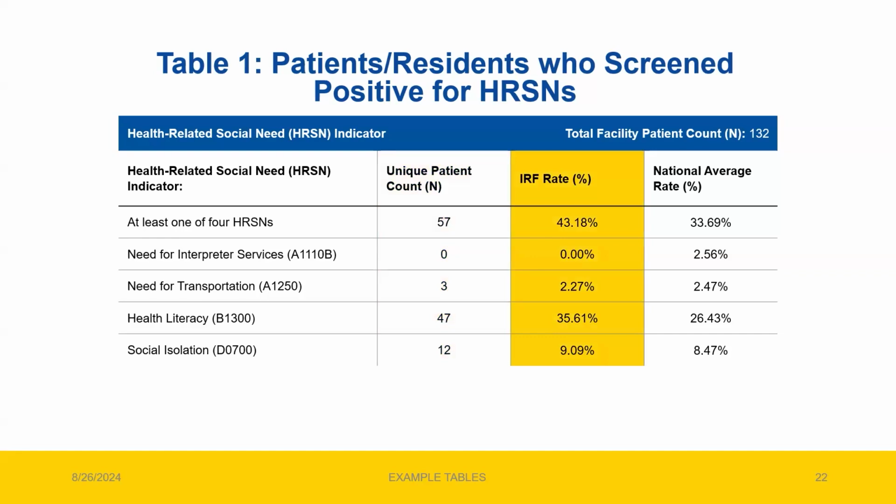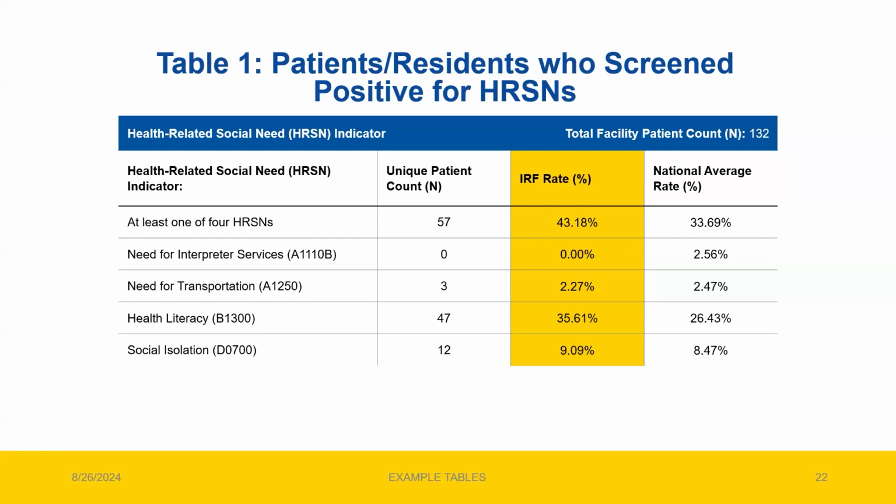The next column focuses on the IRF's rates for each indicator. Keep in mind that this rate is calculated by taking the count value that's displayed in column 2, the unique patient count, and dividing that by the total facility patient count reported in the top right corner of the table, and expressing this as a percentage. In this example, looking at the first row of the IRF rate column, we see that 43.18% of the IRF's patient population screened positive for at least one of the 4 HRSNs during the performance period.